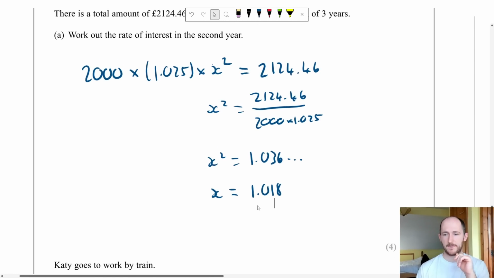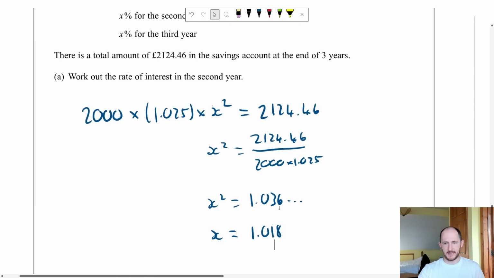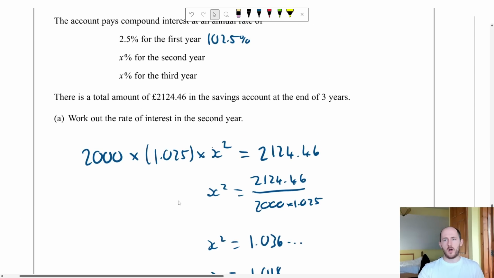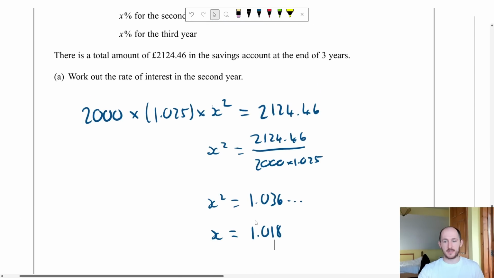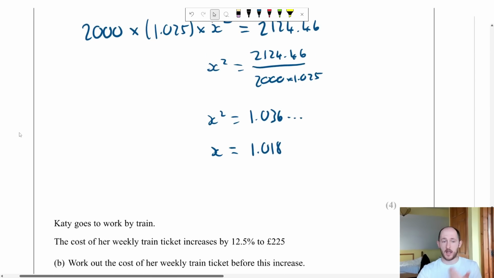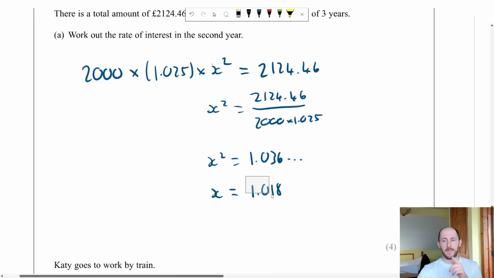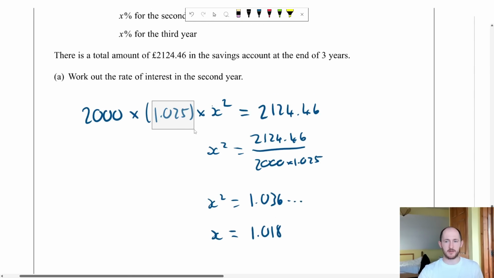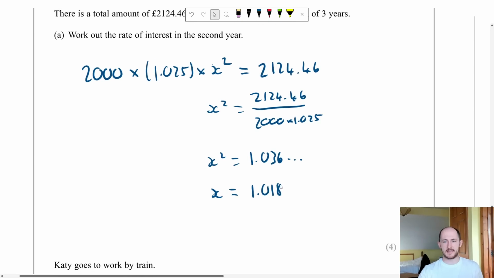So again, that is actually the percentage in this case. Depending on how you set up your equation, you might have got 101.8%, but in this case, it is just 1.018. So hopefully you can see that that's what I've got so far. So again, we haven't got that 102.5 thing that I mentioned before. This is the multiplier though. So here, we times by 1.025.